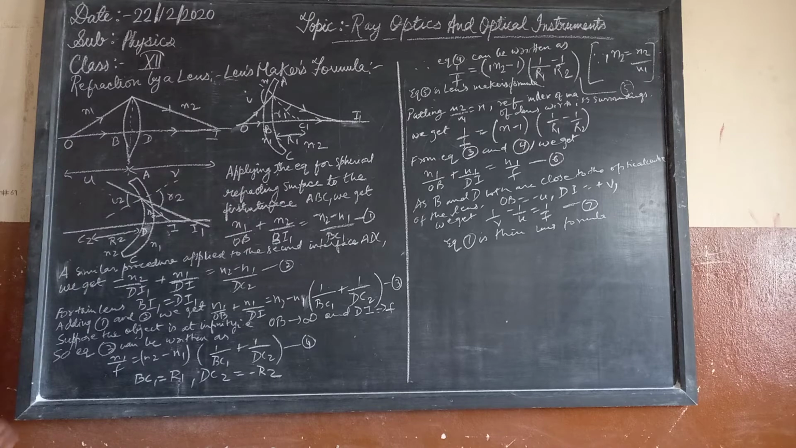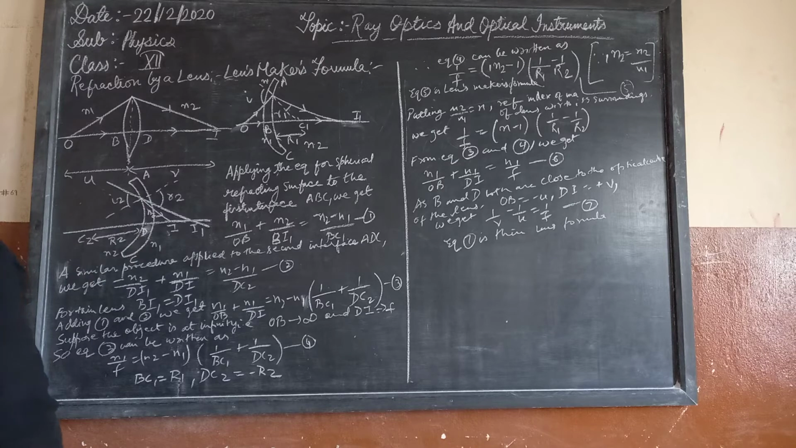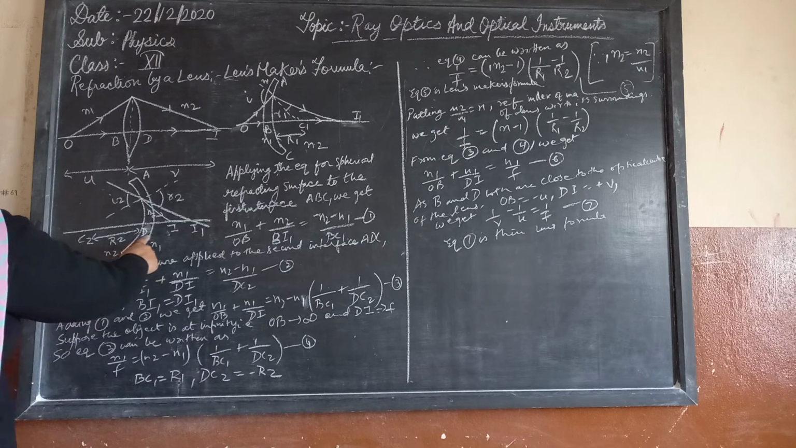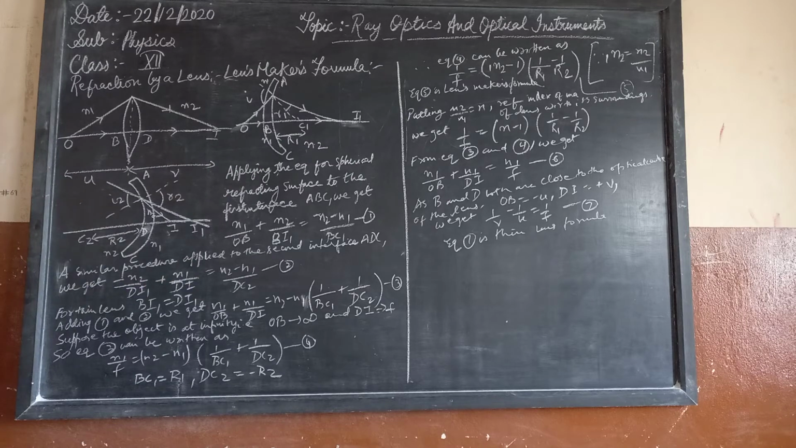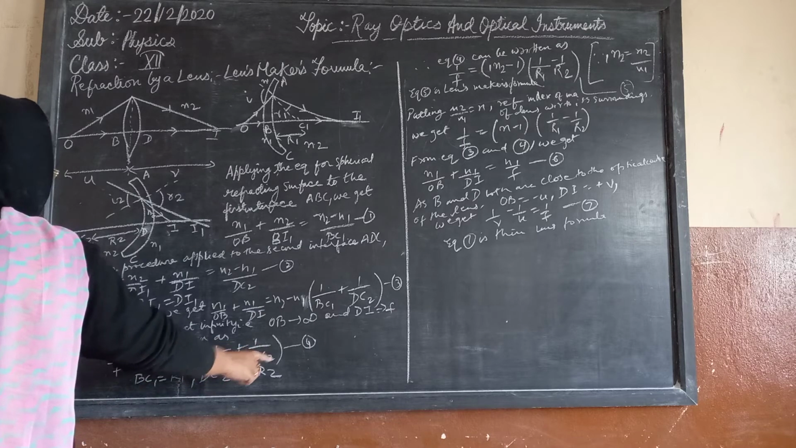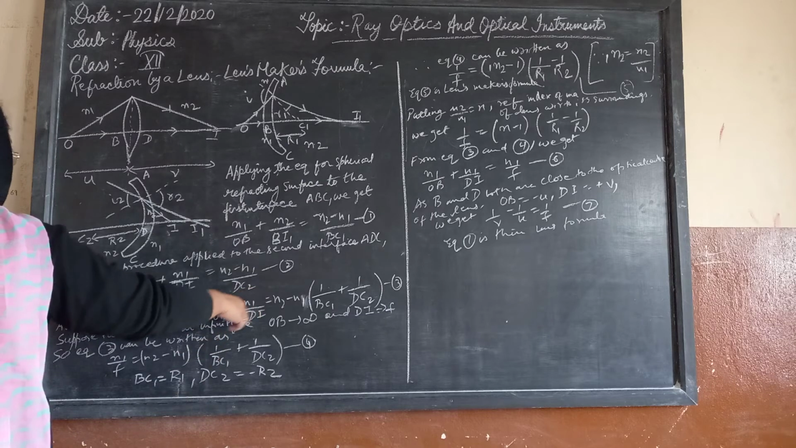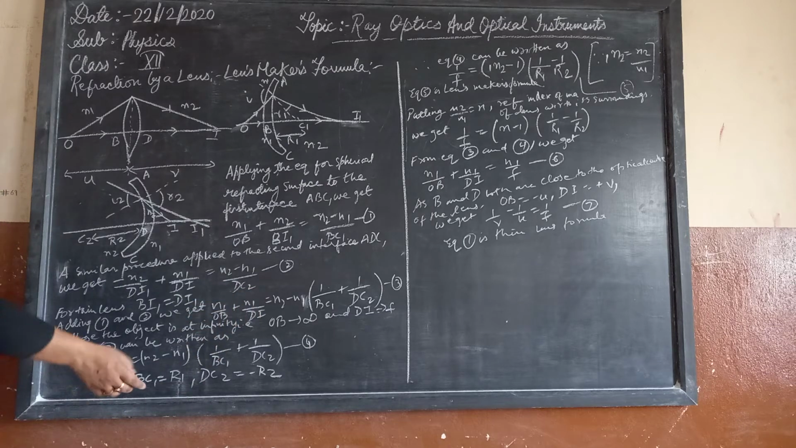Suppose the object is at infinity, so OB is equal to infinity and DI will be equal to F. DI equals F, and OB will be at infinity. Now N1 upon F is equal to N2 minus N1 times 1 upon BC1 plus 1 upon BC2. N2 minus N1, you know it very well. This is the formula we have got from adding equation number 1 and 2.